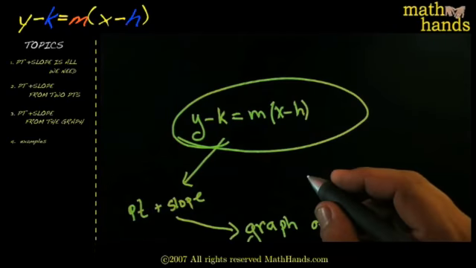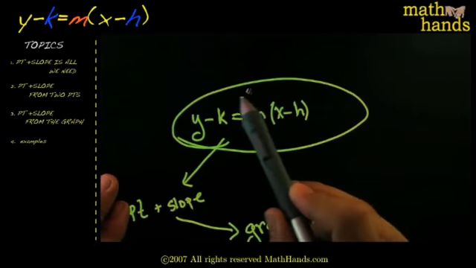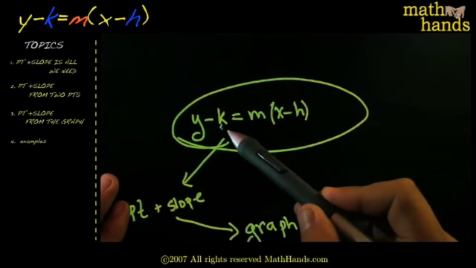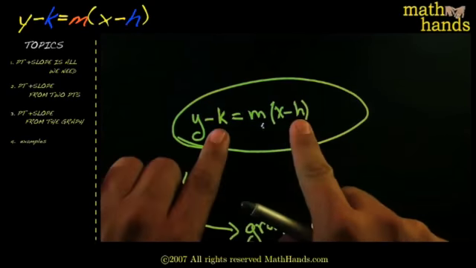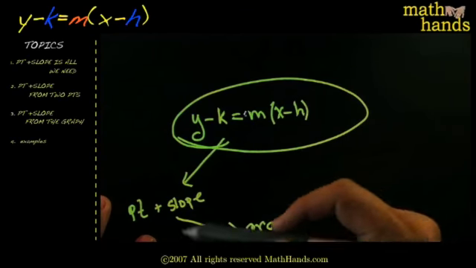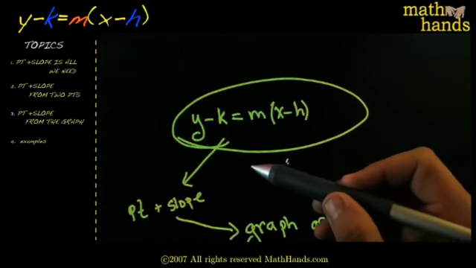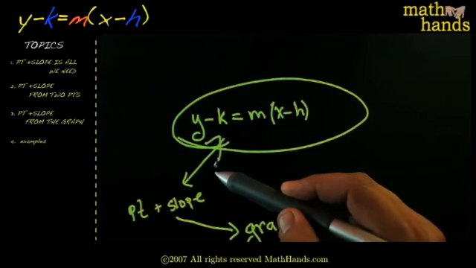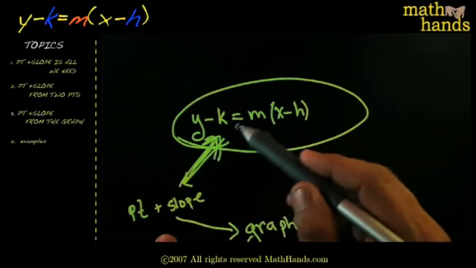So roughly speaking, this is what we did before. Last section we took an equation in point-slope form. From there we gathered a famous point on there, namely the h and the k, and the slope, and from there we went to the graph of the line. What we'd like to do now is just go backwards. If somebody gives us a point and a slope, can we go backwards and find the equation?